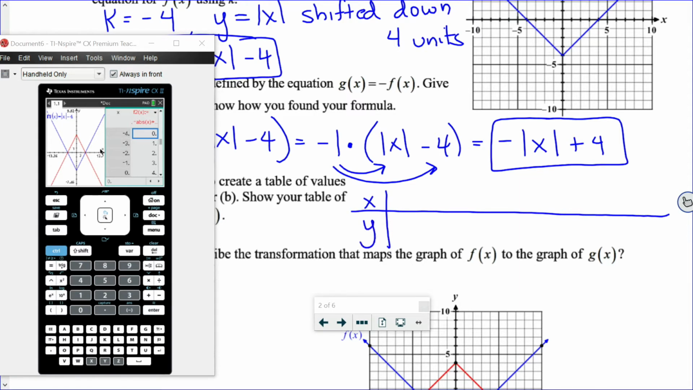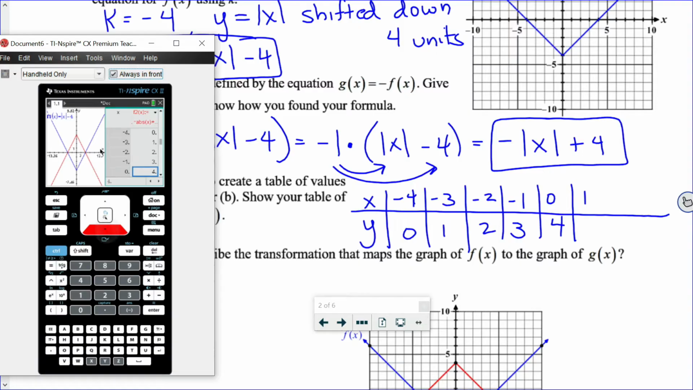X and Y, I'll start at -4, 0, and then -3, 1, -2, 2, -1, 3, 0, 4. Gotta go down a little bit. 1, 3, 2, 2, maybe do one more, and 3, 1.